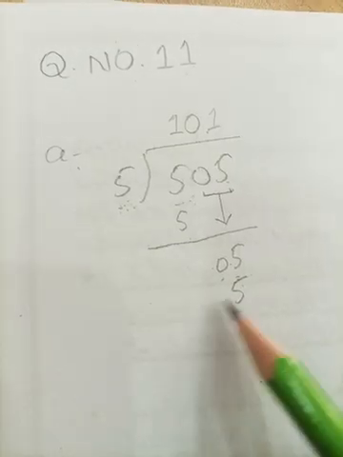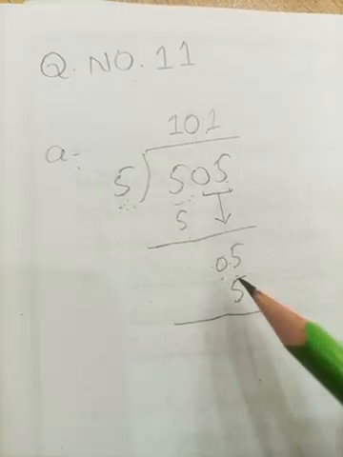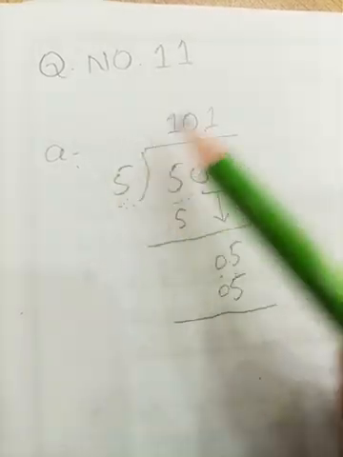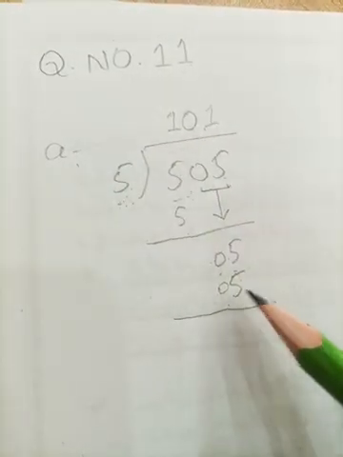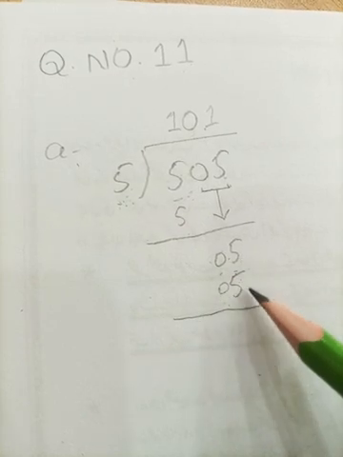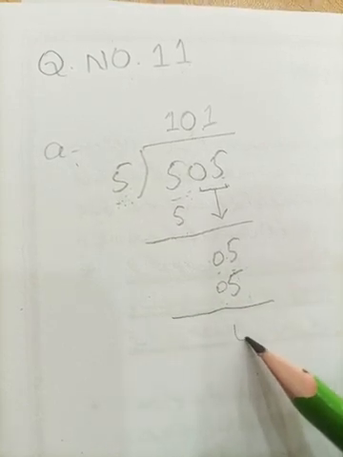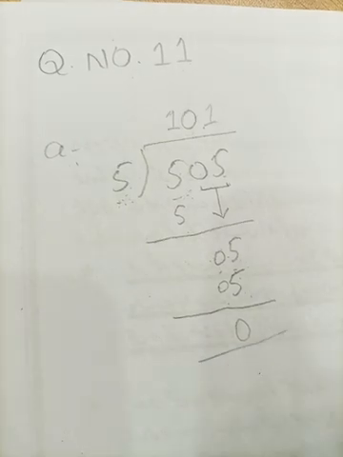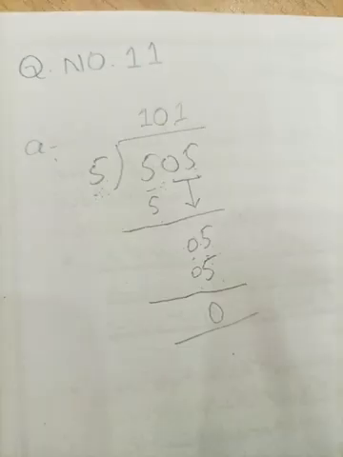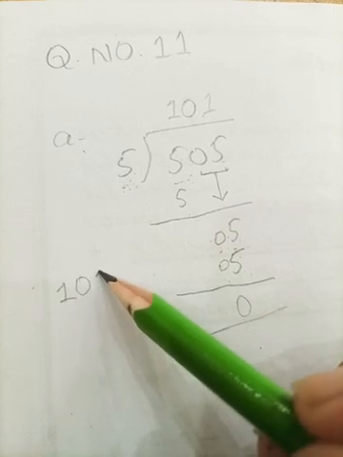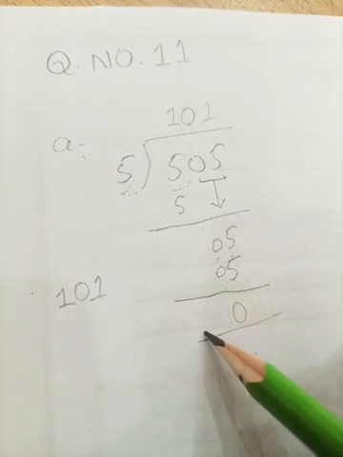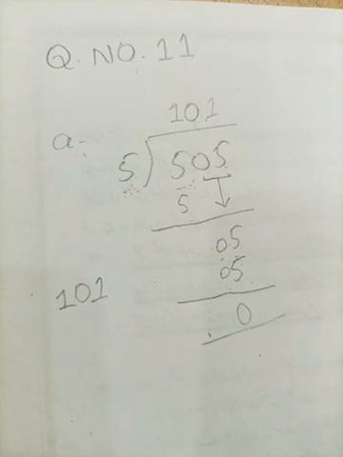Here you can write the 0 because we have written the 0 here. So 5 zeros are 0, 5 ones are 5. By subtracting these two digits, our remainder is 0. We have solved it. What is our quotient? Our quotient is 101 and the remainder is 0, so we are not writing it here.